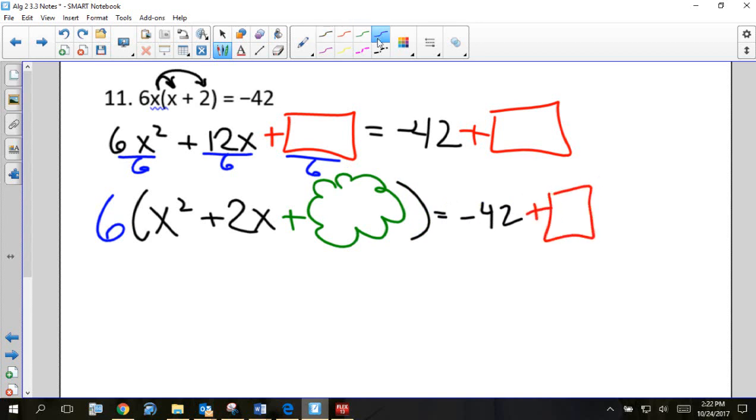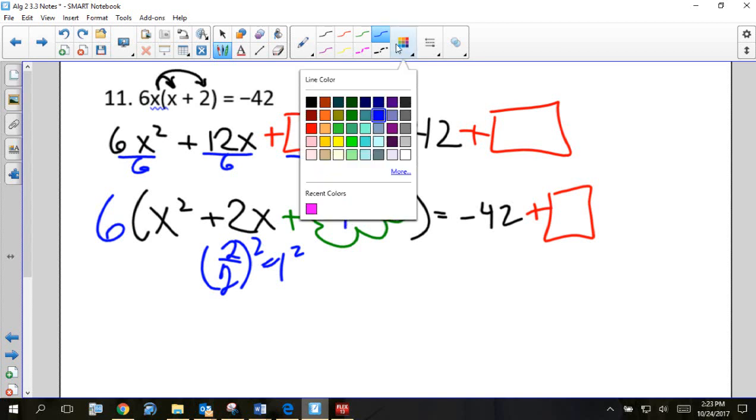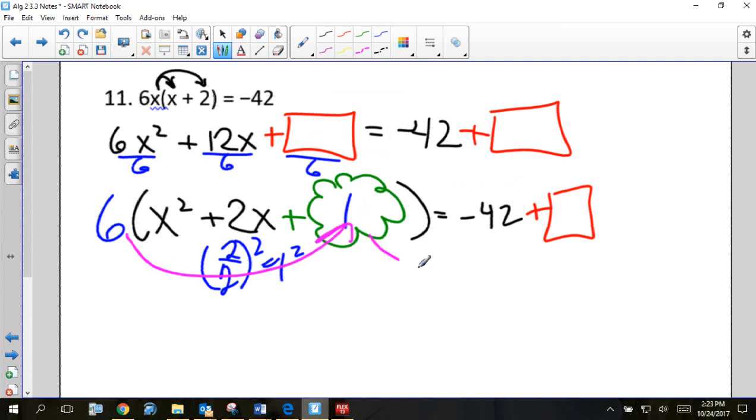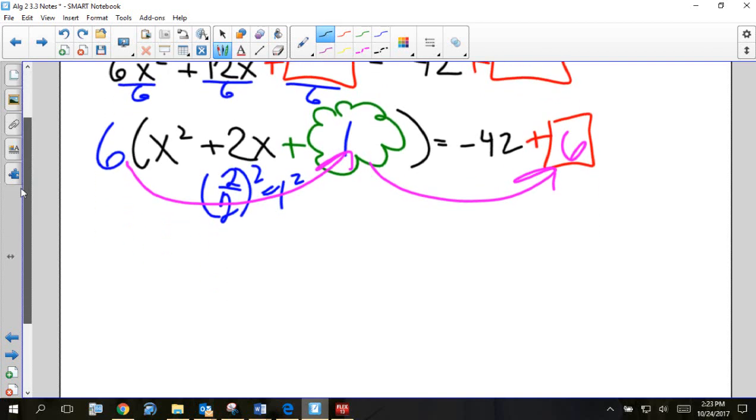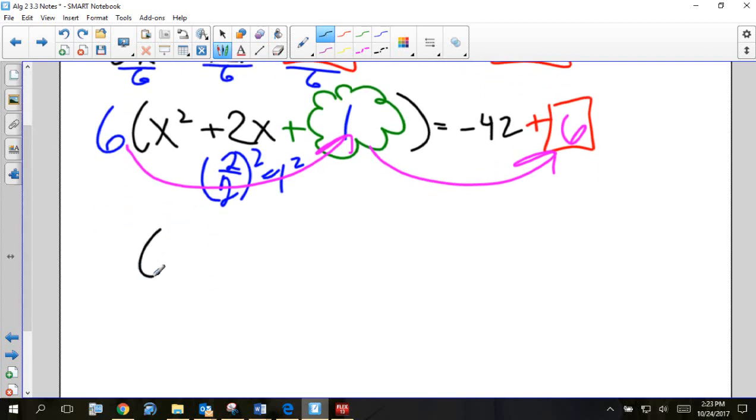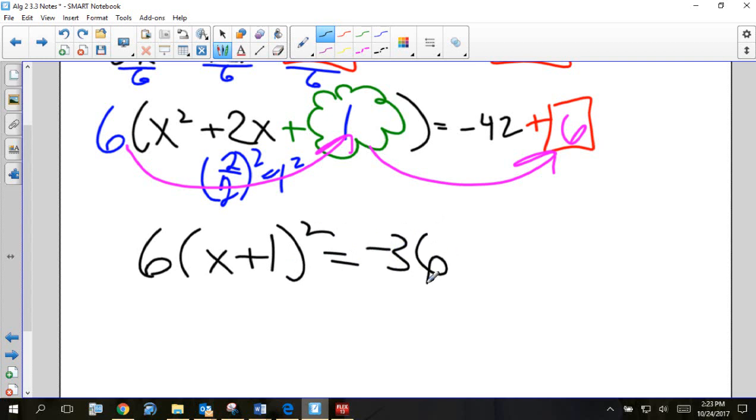So then I'm going to complete my square. I'm going to do 2 divided by 2 squared. 1 squared is 1. Do I put the same number in the fluffy cloud as the square? Nah, they're different. So what do I have to do? Distribute 6 to the 1. Put that answer in the square, 6. So we're going to factor it. And I get 6 parentheses x plus 1 squared equals negative 36.